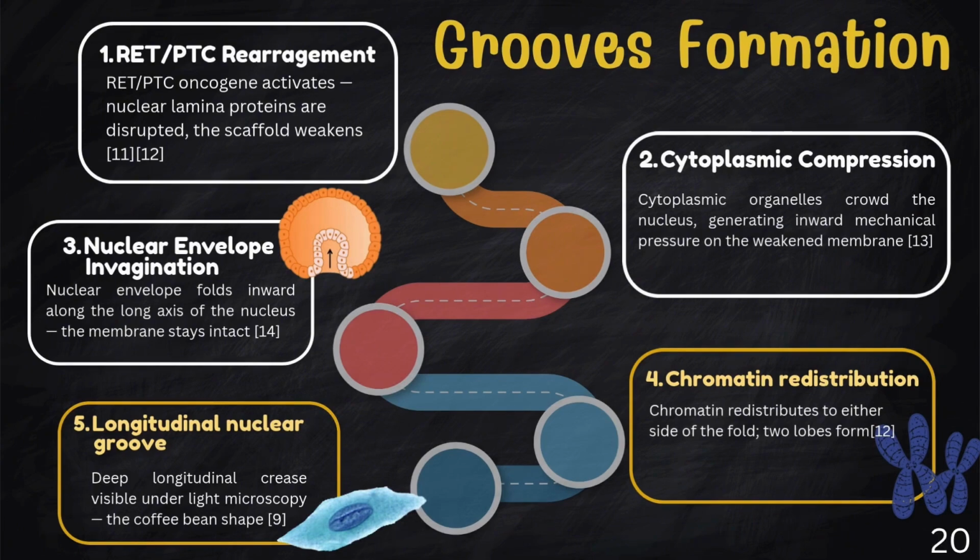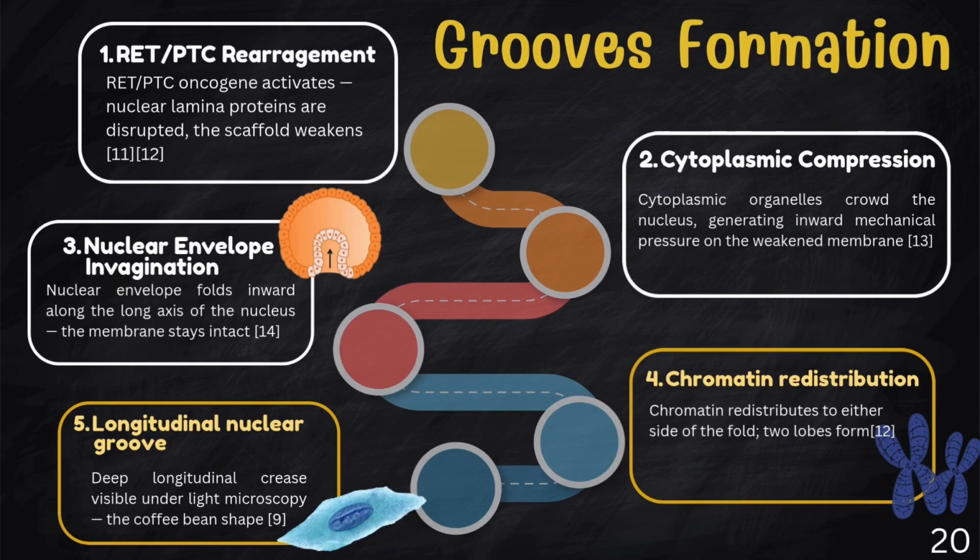Therefore, the groove that we observe microscopically is not simply a line on the nucleus. It reflects a real three-dimensional change in nuclear architecture, where chromatin has been redistributed around an inward fold. Lastly, the formation of the longitudinal nuclear groove, which is one of the hallmark nuclear features of papillary thyroid carcinoma.